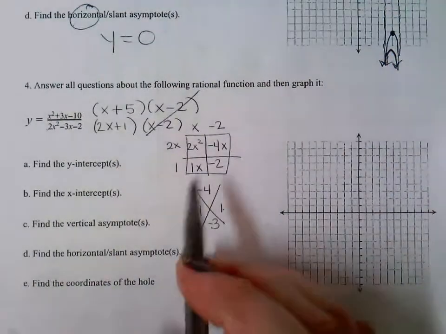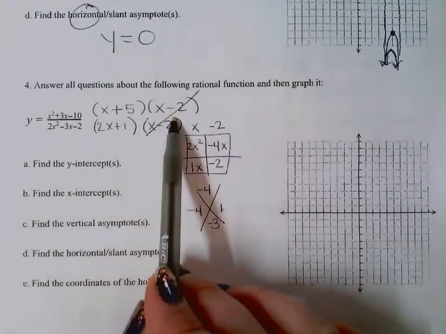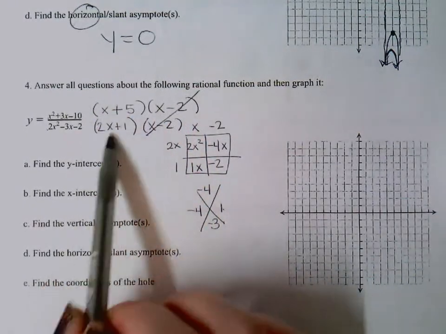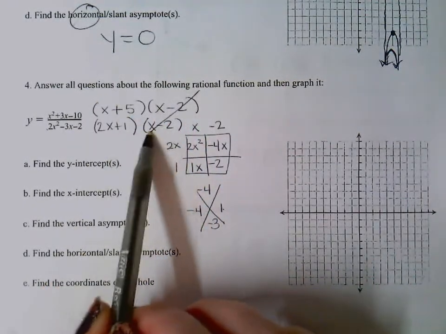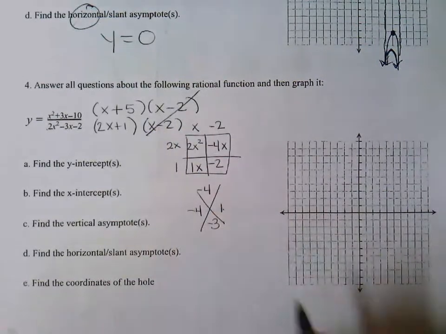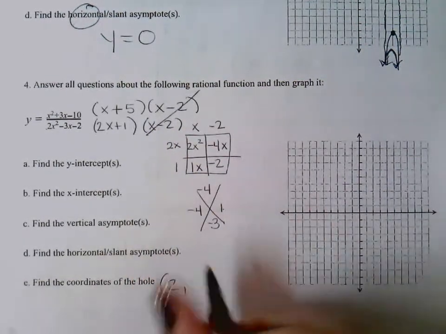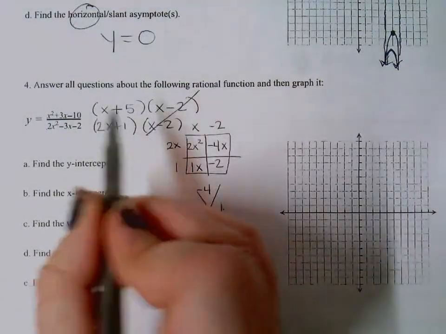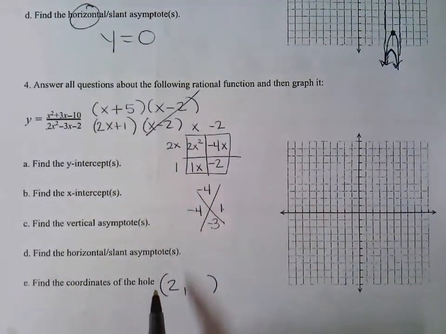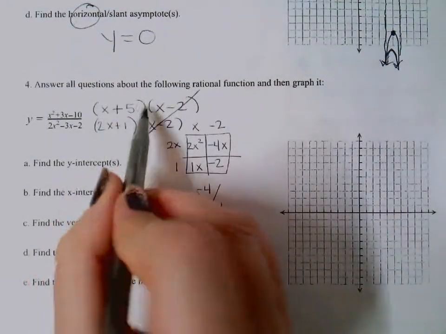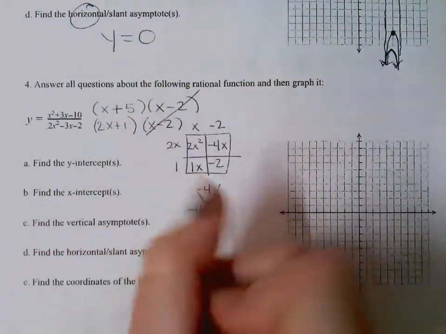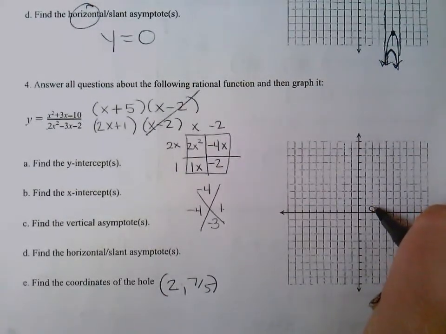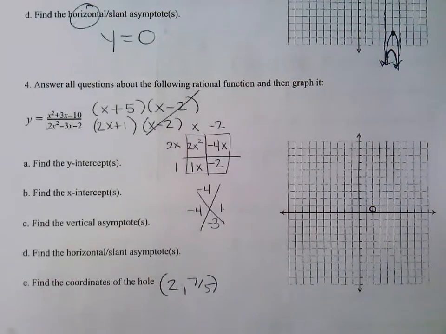So I just canceled this x minus 2. Remember before I said you're going to plug the undefined value into the new function? This undefined value would have been at 2. So I'm just going to write down 2 comma something so that when I get to the hole, I'm going to plug 2 in up here. Actually, let's just do that. So I'd have 7 divided by 5. So 2 comma 7/5, there's a hole, and the graph is going to go through there.